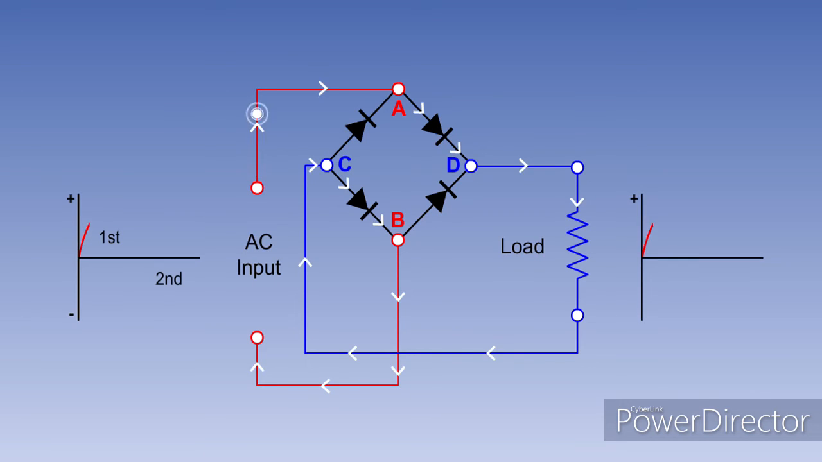In one half of the cycle of the AC input, point A will be positive and point B negative, so current will flow through the bridge and the load in the direction shown. In the next half cycle, the polarity will be reversed, making point A negative and B positive. However, because of the arrangement of the diodes, the current flows through the load in the same direction as before.